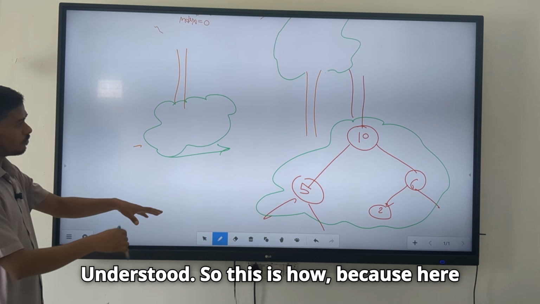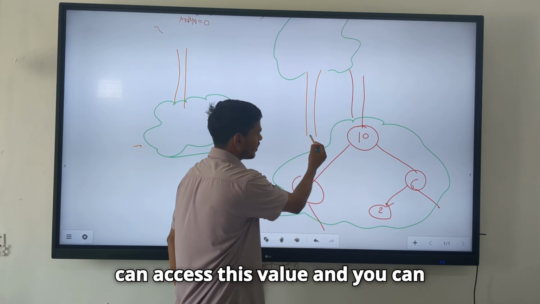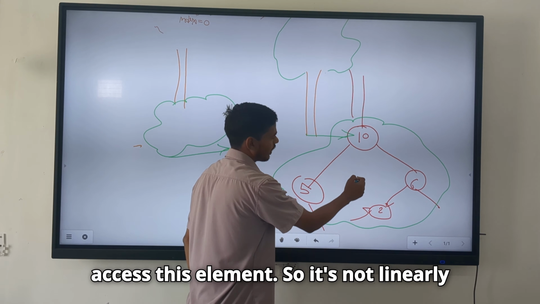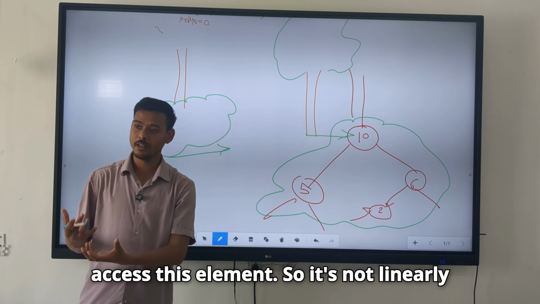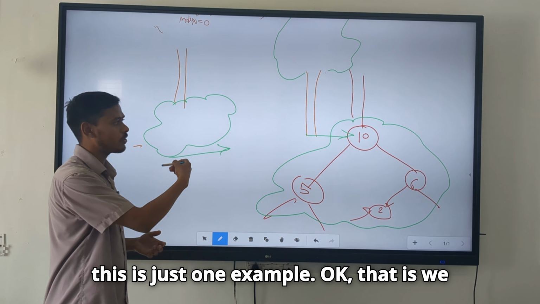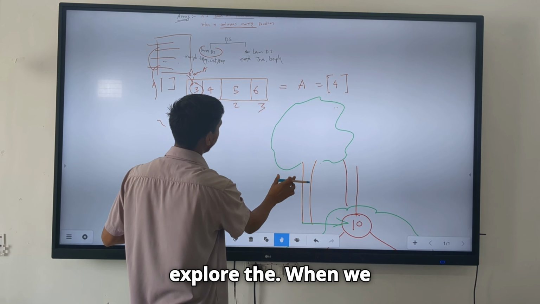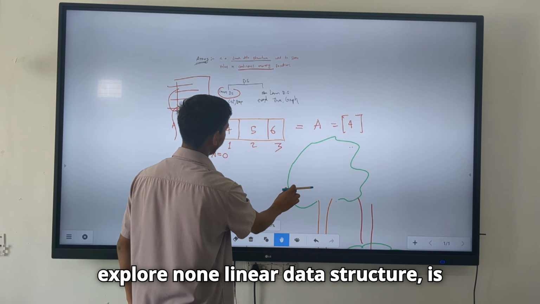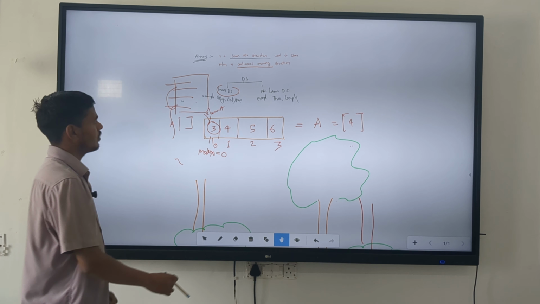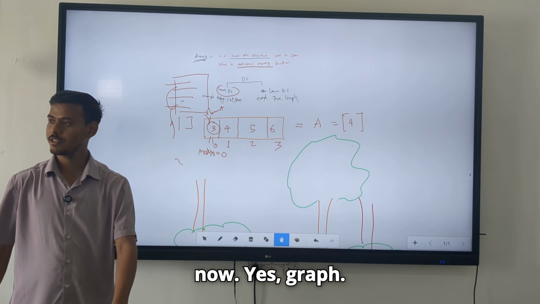Understood? Here it will not go one by one. You can access this value, and you can directly put something here as well or access this element. So it's not in a linear fashion. You can access any element. This is just one example. We are going to learn that next when we explore non-linear data structures. Is it clear? Definition clear?